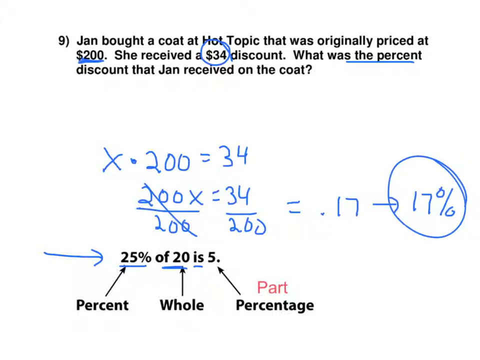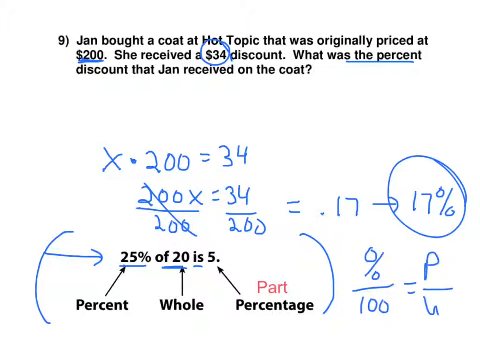Okay, I think we're done. So thanks for listening. Hopefully you know both how to solve these percent problems by an equation, which is what we just used, and then by the proportion method, which is percent over 100 equals part over whole. Either way works.